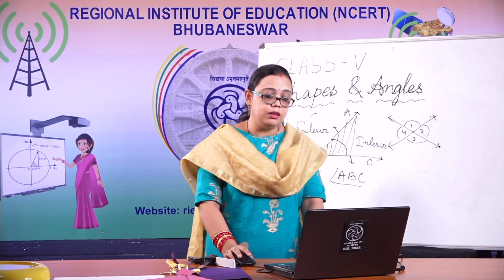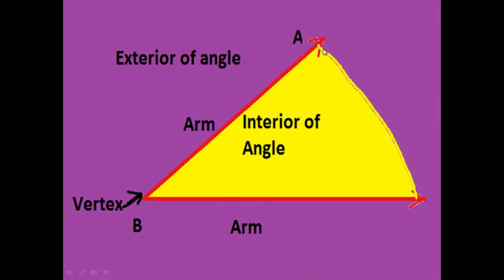Let us discuss again. These two are the arms of the angle. The yellow shaded part is the interior of the angle and the common point B where the two rays meet is called vertex and the outer part is called exterior of the angle.